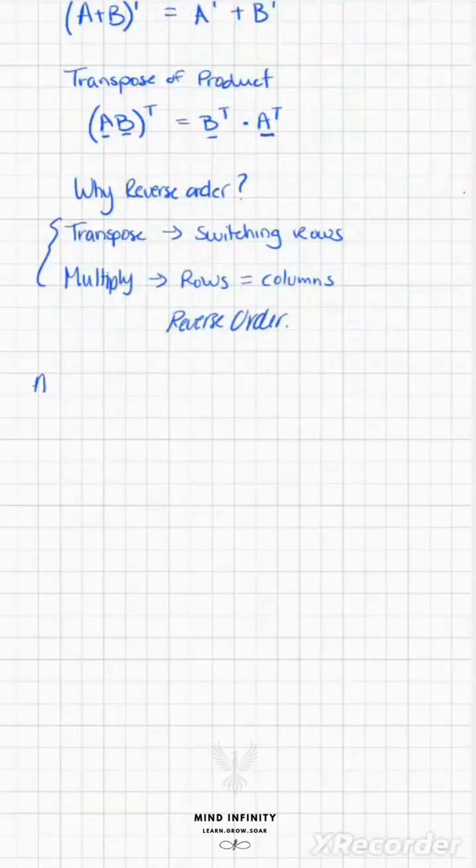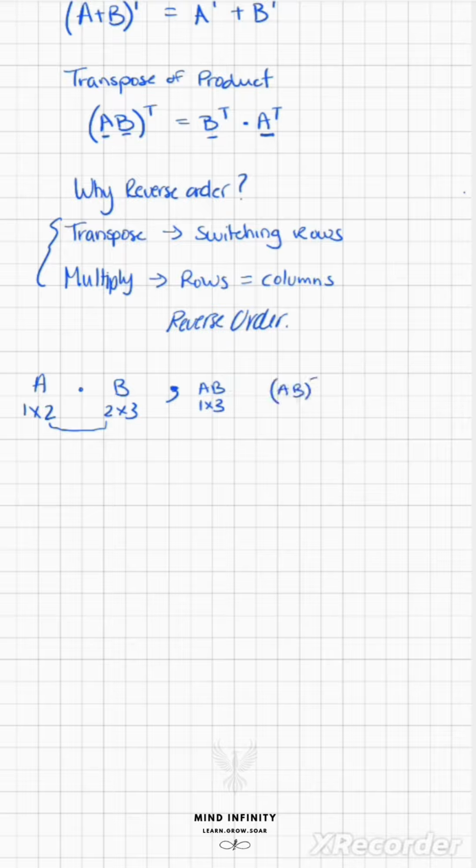So let's say you have matrix A as a 1 by 2, and then you have a matrix B as a 2 by 3. So here you will be able to multiply them as the number of columns of A is equal to the number of rows of B. And so when you multiply these two together, AB will be a 1 by 3. And if you're asked to transpose AB, it is going to give you a 3 by 1.